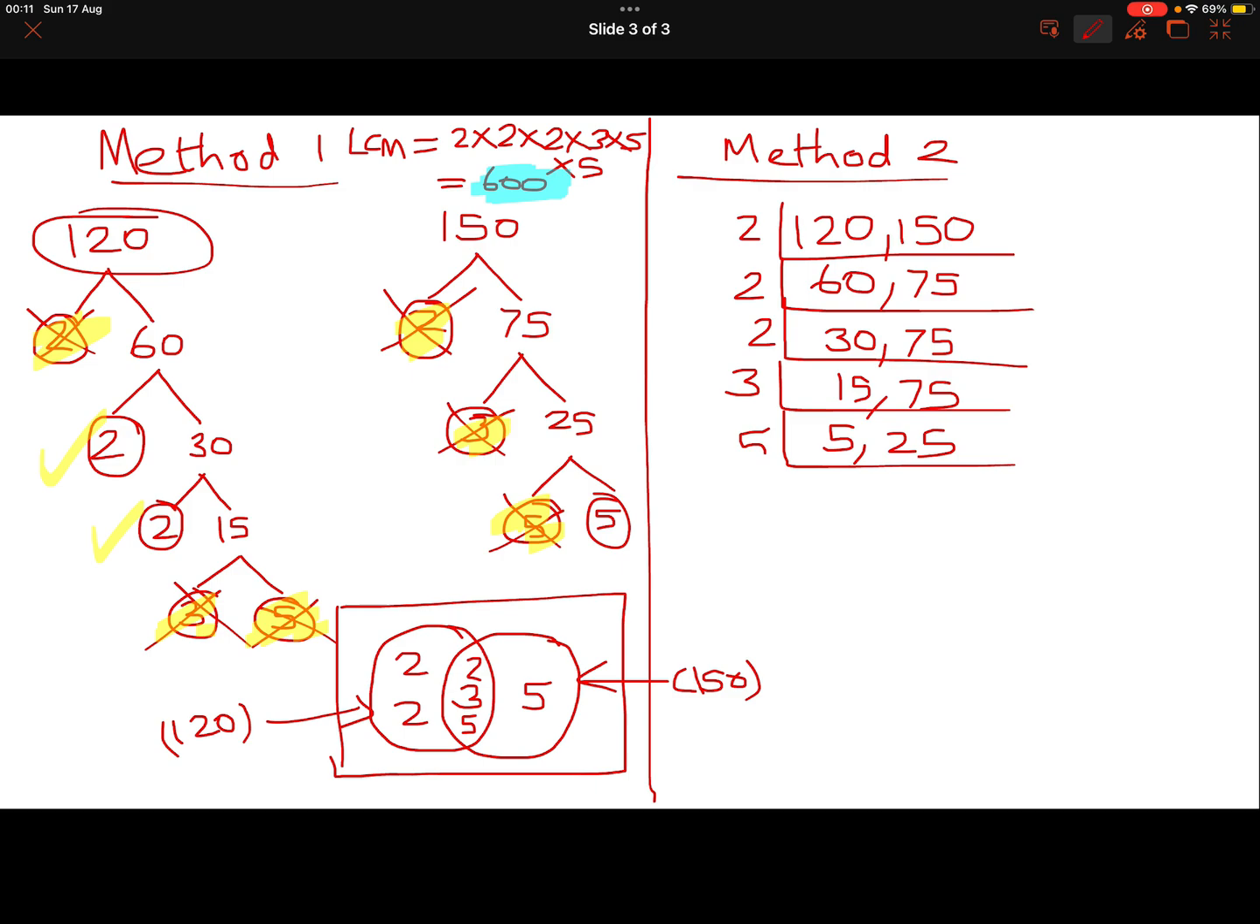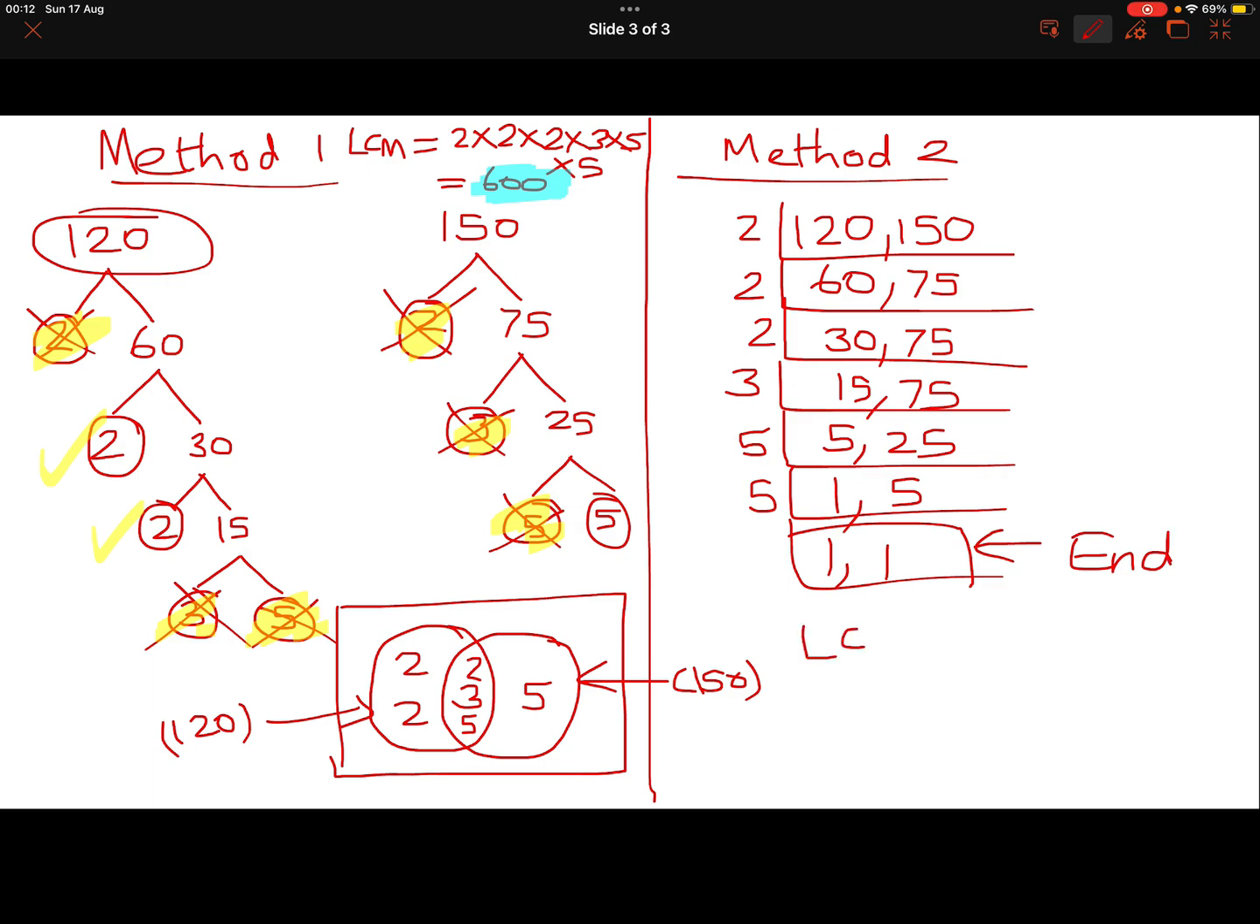The next number we have to try is 5. 5 goes into 5 once, 5 goes into 25, 5. We still need to carry this on because we still have a 5 that can be divided by 5. So at the end we will end up with 1 and 1. So that shows us this is the end because there's no other way to divide any further.